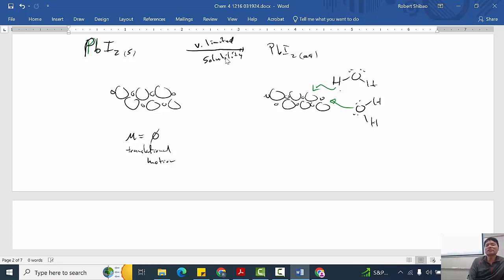And so most of this stays as solid. But what does dissolve gets split up into ions. That little bit that dissolves splits up into aqueous lead ions, and we need 2 iodides for every lead, aqueous iodide. So what we end up with is a situation where there's lots of crystal left over, just the crystal that's left over here, and then a little bit of ions.